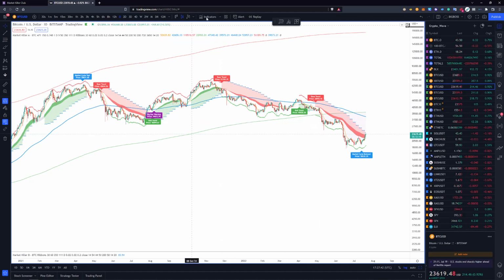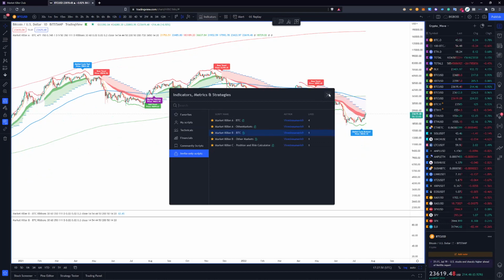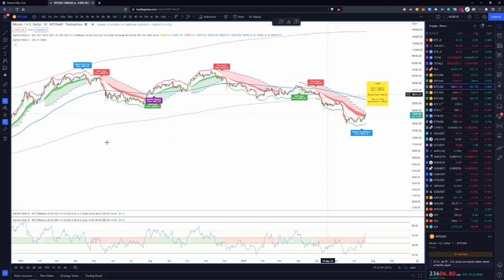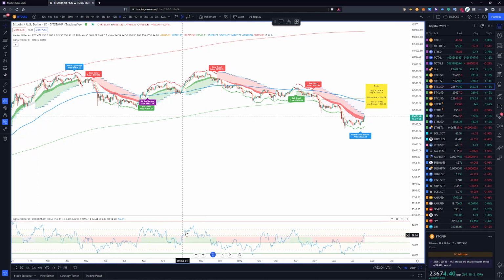Now going into Market Killer B, like I said, go into indicators, go into invite-only scripts, Market Killer B, and you just add it to the chart. And let's add Market Killer C too, and let's analyze the chart with it. Market Killer B is a trend oscillator, and it serves as a complementary indicator to Market Killer A. This is the zone of action for Market Killer B. And right here we have the overextended zones, which are the overbought and the oversold.